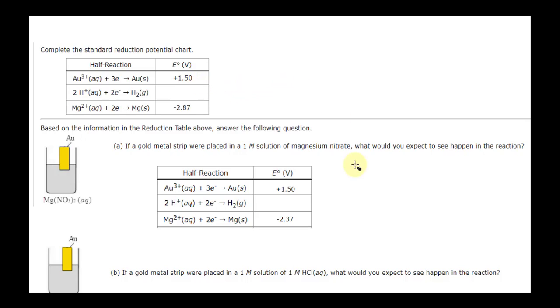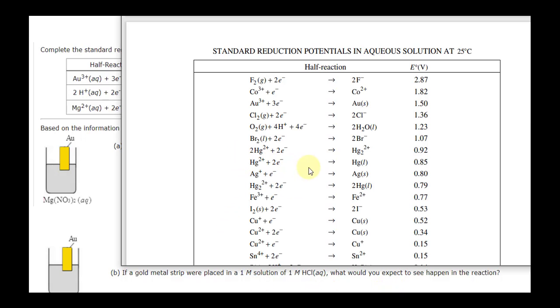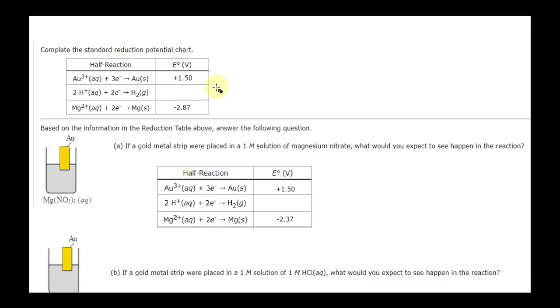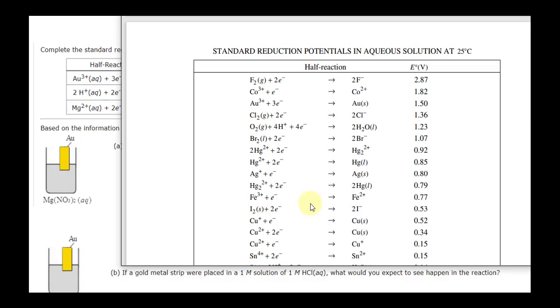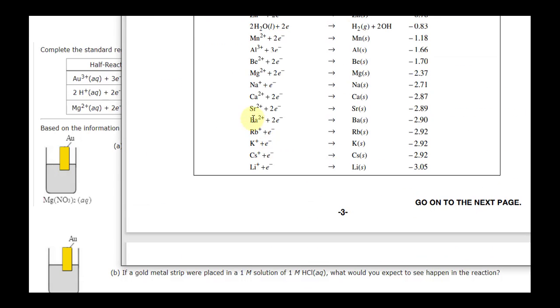It used to be that the AP exam would have a reduction table as part of its equation sheets. In addition to a periodic table, you had a reduction potential chart. Gold at 1.50, and here it is, our gold at 1.50, and then magnesium at a negative 2.87. Let's pull that chart up again. We'll run quickly down, and here's magnesium way at the bottom at a negative 2.37 volts.